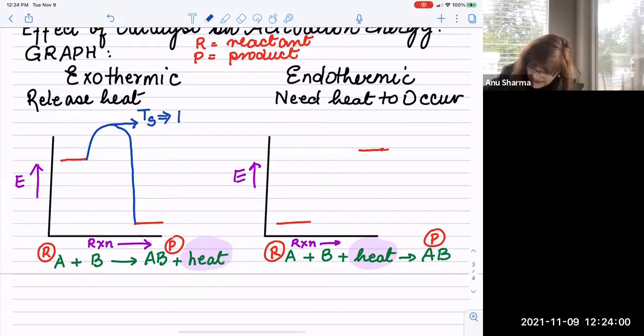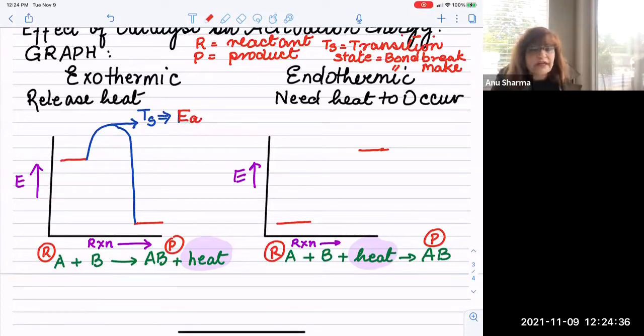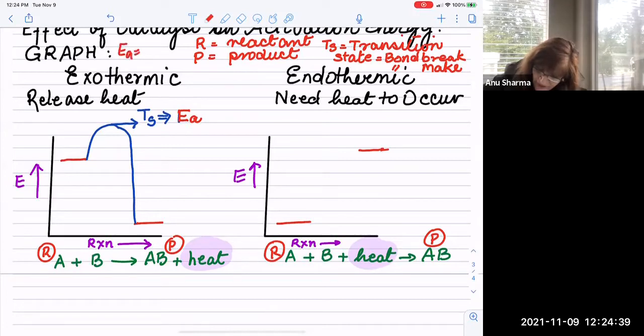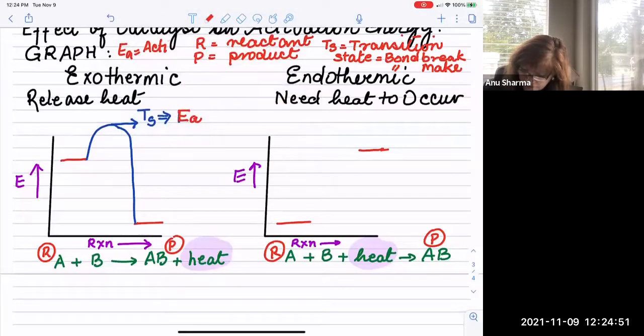So in the transition state, TS is the transition state. Transition state is the bond breaking and bond making. Bonds break and bonds form at the same time in that state. Okay, so that is here, but that only occurs when the substances have absorbed a certain amount of energy, and that is called the energy of activation. So EA is the activation energy, or energy of activation. Oh, sorry, I need to make this really small. Okay, activation energy.